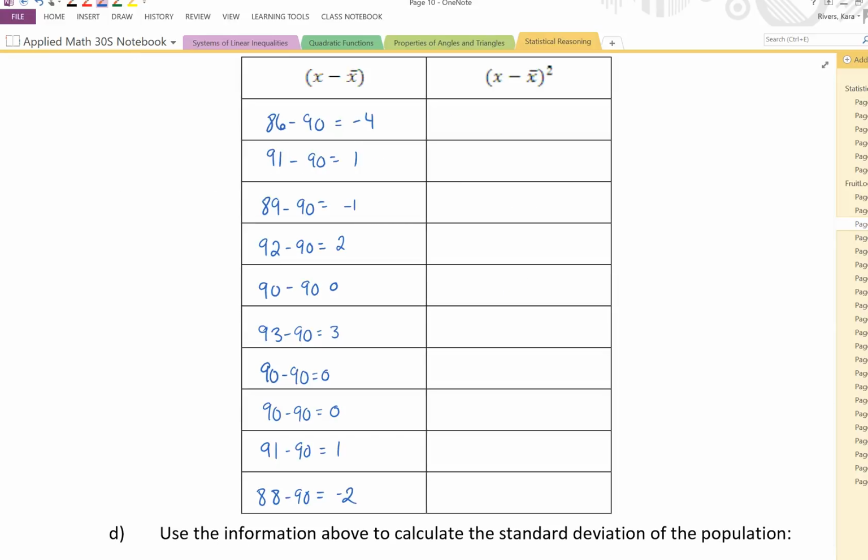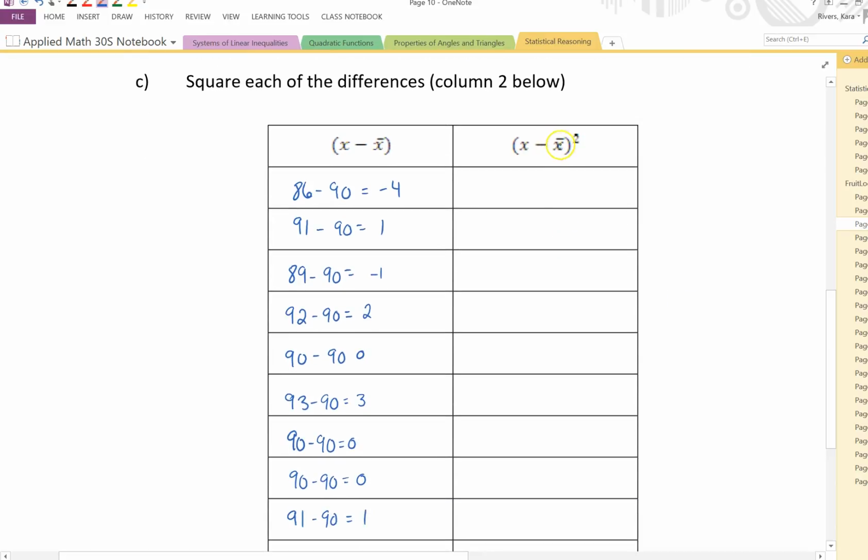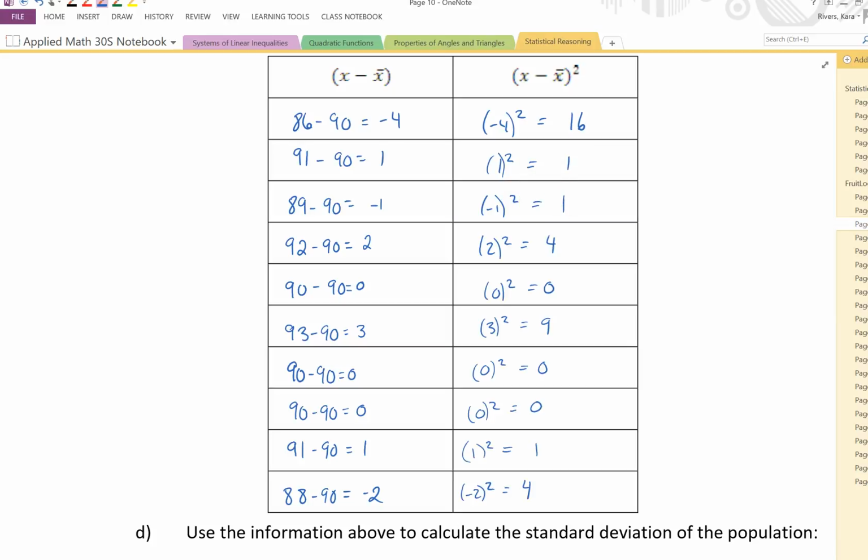Once you get all the answers for that column, the next step is to square each of the differences, and that's in column 2. So we take our answer for x minus x bar, or the value minus the mean, and we square that. So for example, we would have (-4) squared, and that would be 16. 1 squared would be 1. Don't forget to use brackets when it's negative. You can use brackets for all of them. (-1) squared, which would be +1, and so on. So go ahead and do that next.